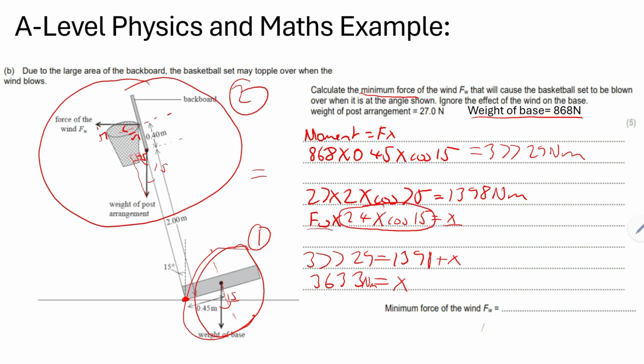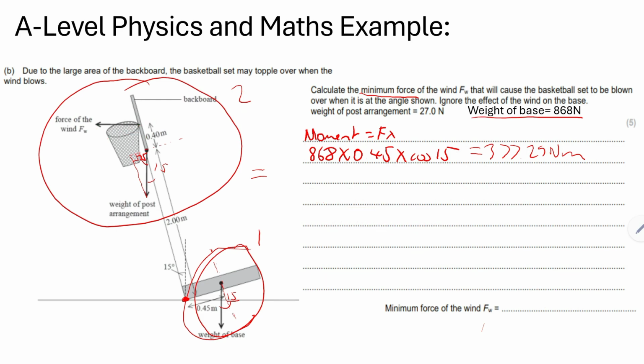And so as we found x, we can just divide both sides by 2.4 cos 15 to get Fw. So when we do that, we will get Fw equals 157 newtons. And that is the answer. Don't forget the newtons. And don't get confused with newton meters, because it's asking for the force.